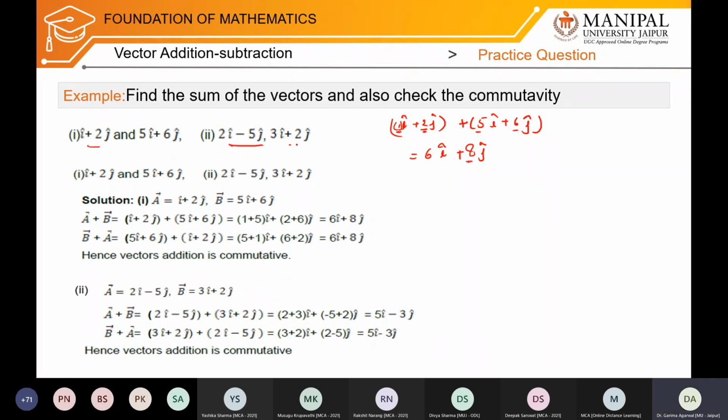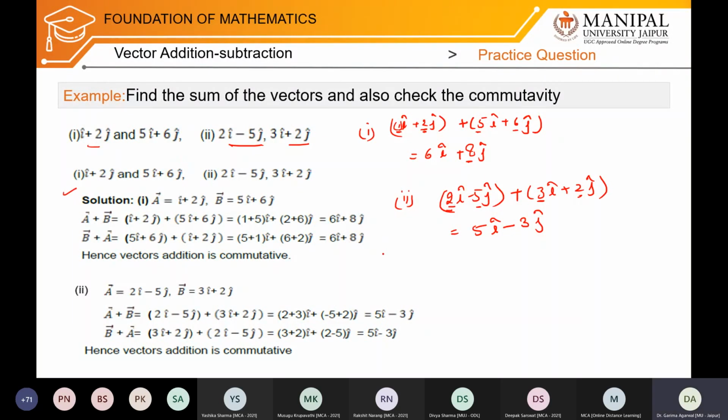Clear? Similarly, if I take the second example, 2 i cap minus 5 j cap plus 3 i cap plus 2 j cap, right? So the addition of i cap is 2 plus 3, 5. Similarly, the addition of j cap is minus 5 plus 2, that is minus 3. Clear? Similarly, we can find the second one as well.